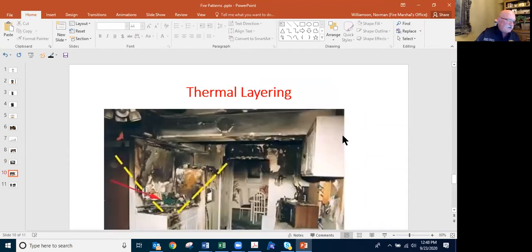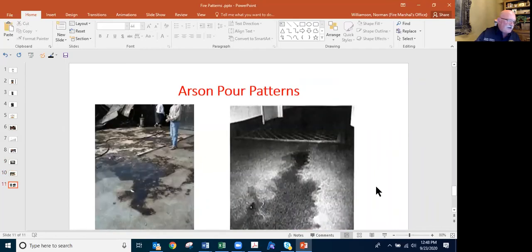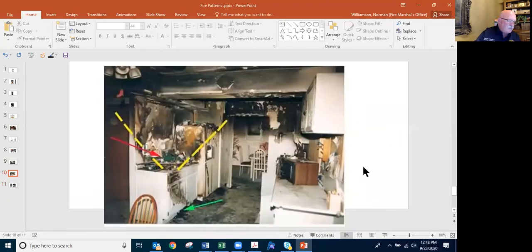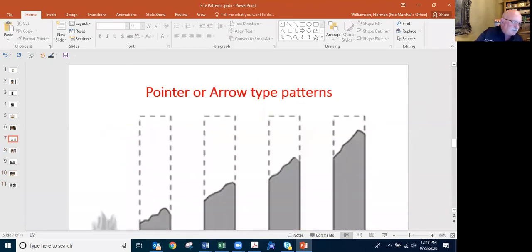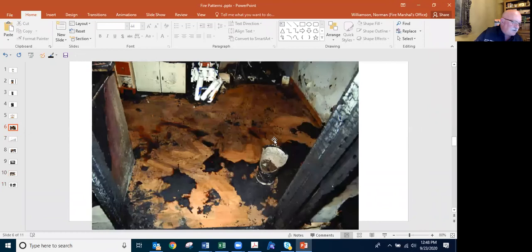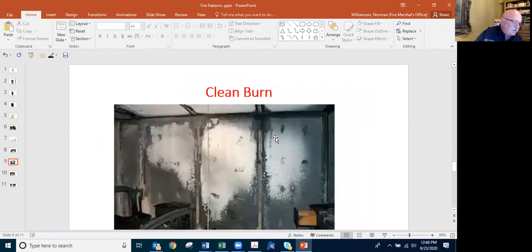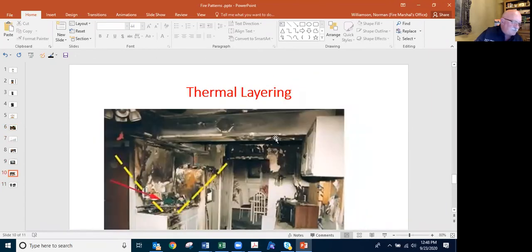Okay, so let's look at the next one. When we look at thermal layering here, we were talking about, oops, darn it. Let me get back to it. When we look at thermal layering, I got it too big.